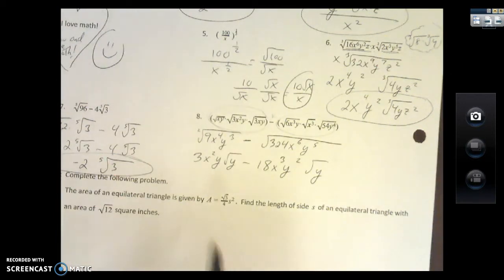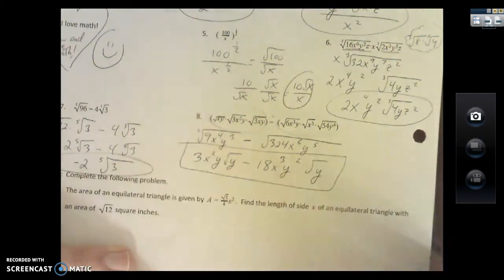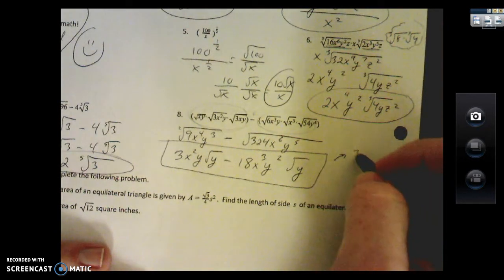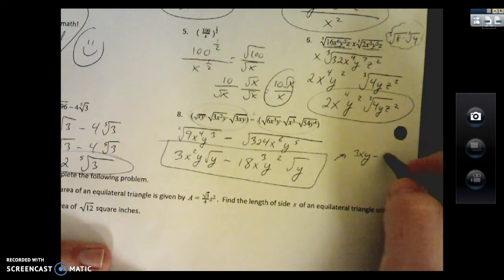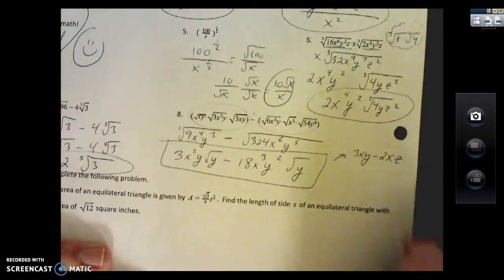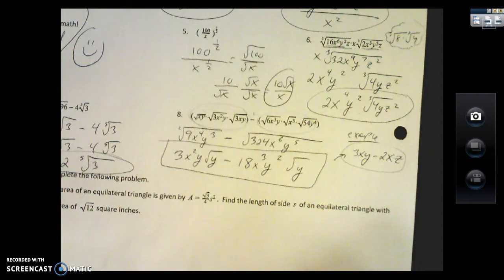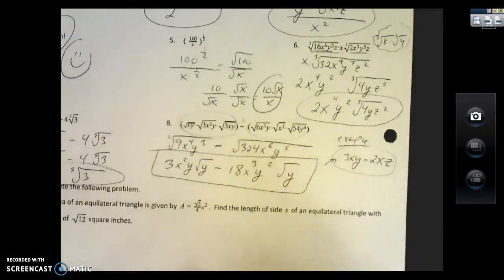Now comes the very good question. What can I do with this? I have x squared y square root of y, x cubed y squared square root of y. I totally agree with you guys. I got square root of y, square root of y. Hip hip hooray. But can you please notice that I have x squared y and x cubed y squared? They're different. Therefore, I am done. That's it. Just to relate this to something else that you know, if I asked you what 3xy minus 2xz is, the answer is just this. I can't do anything with it. They're different terms. So please don't forget that.